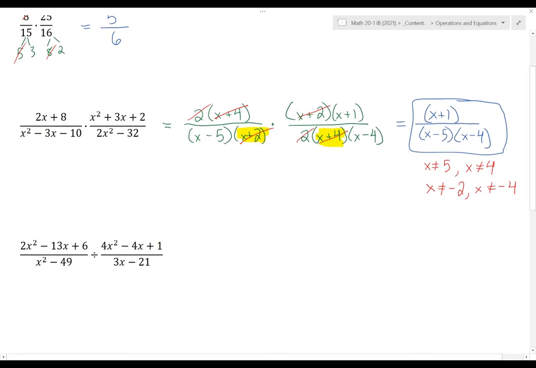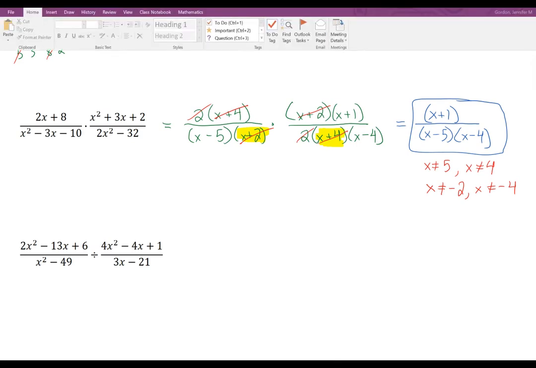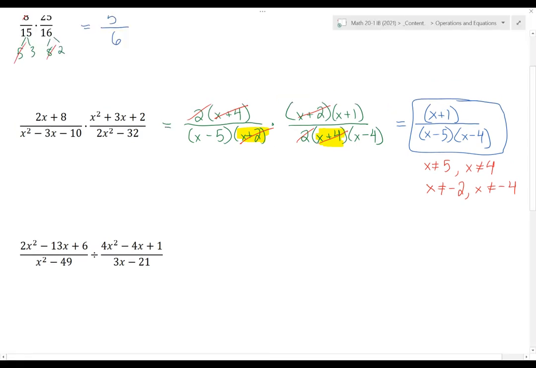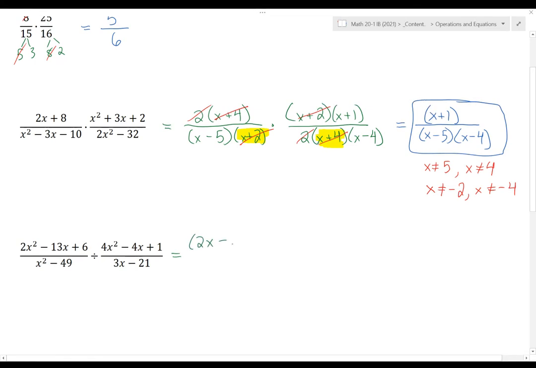If I look at the next example, which is a division of fractions, it is pretty much exactly like multiplication of fractions, except we have an initial first step of inverting the second fraction, inverting the divisor so that we can turn it into a multiplication. So I'm going to combine my factoring and flipping steps here. So the first fraction doesn't change. I'm just going to factor it as is. So I get 2x minus 1 times x minus 6. And the denominator, x plus 7 times x minus 7.